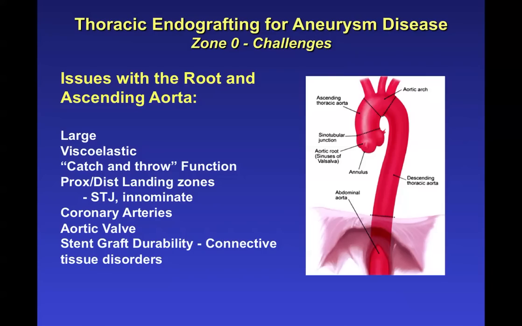A significant number of ascending aneurysms occur in young people that have connective tissue disorders. Marfan syndrome, Ehlers-Danlos syndrome, bicuspid aortic valve disease, Turner syndrome. These are the patients that we treat. These are the patients that we perform open ascending aneurysm replacements on. These are young patients. They're in their 30s to 50s. They want a durable result. Most thoracic stent grafts are designed with the 10-year plan in mind. And we need more than that for these patients.